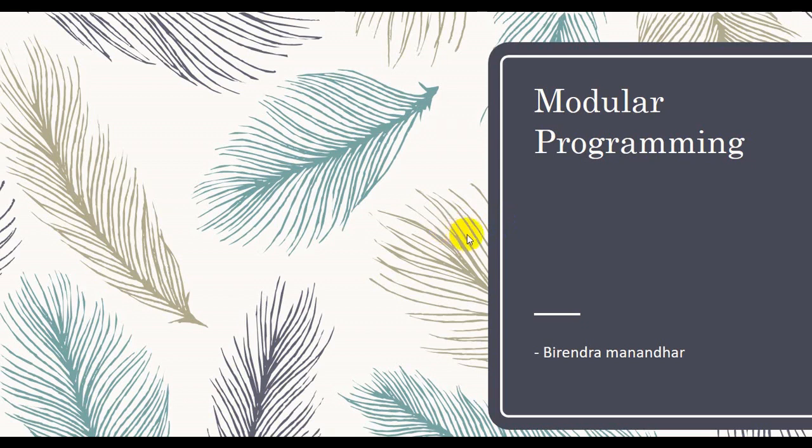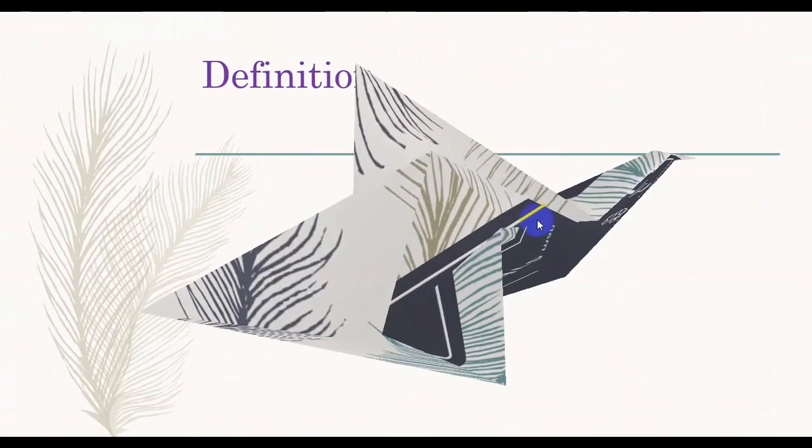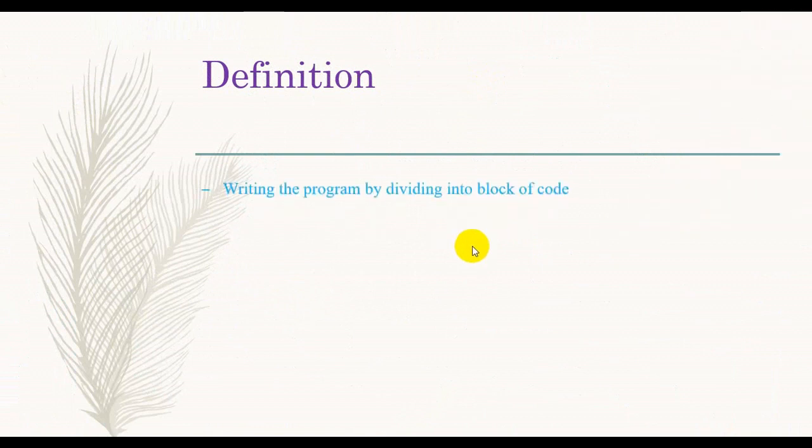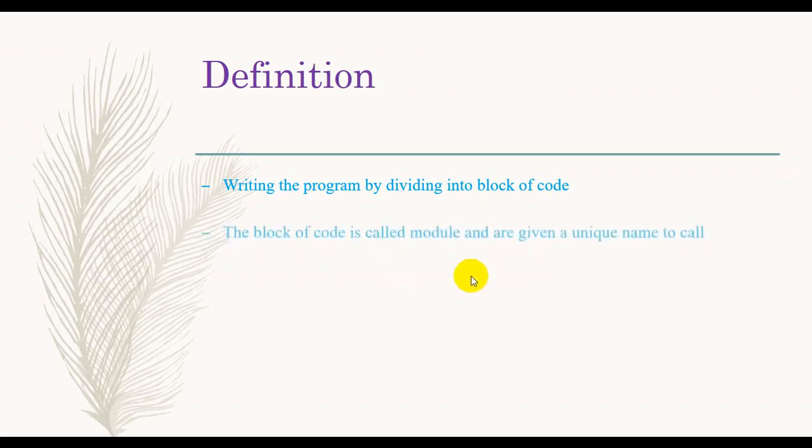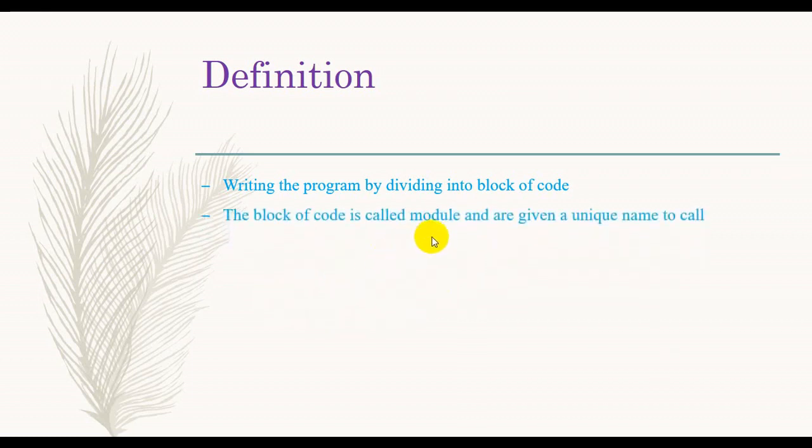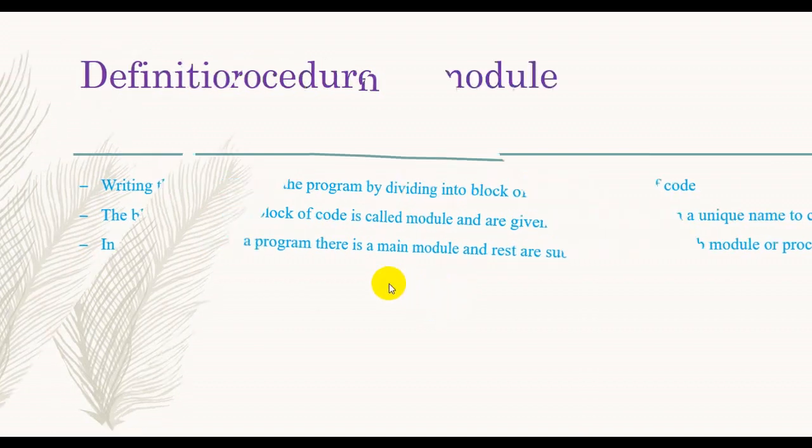Students, today's topic is modular programming. Writing a program by dividing it into blocks of code is called modular programming. Actually, a block of code is called a module, and modules are given unique names to call them. In a program, there is a main module and the rest are called submodules or subprocedures.